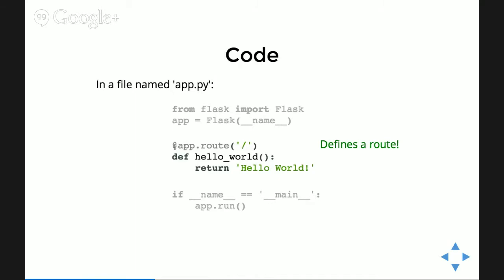Basically, if someone goes to the website on your browser and types localhost 5000, it will match the root route, and then it'll call this function hello world and return hello world, which is why we see hello world there.